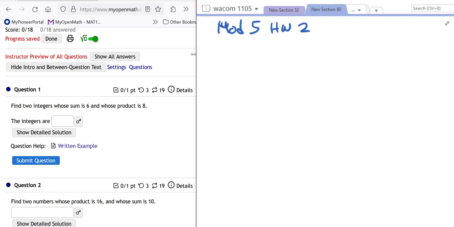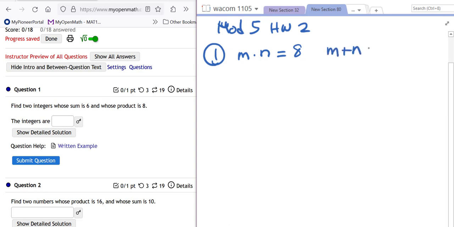So this first one says find two integers whose sum, so that means they add, is 6, and whose product is 8. So you're looking for two numbers. You really need to start with the product. Things that multiply to give 8, and the same numbers add to give 6.